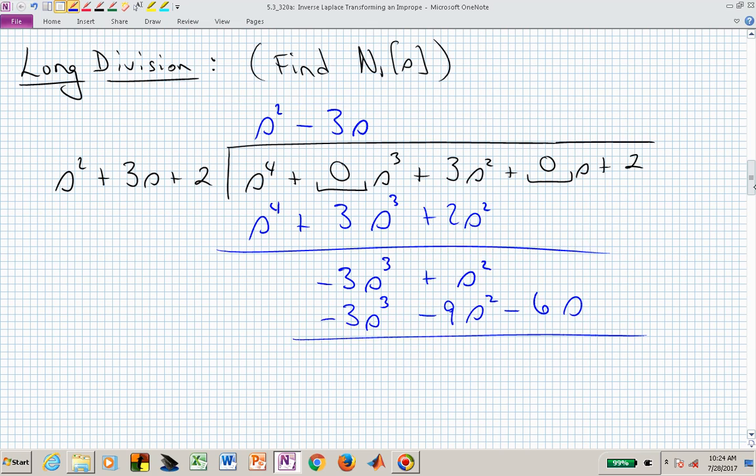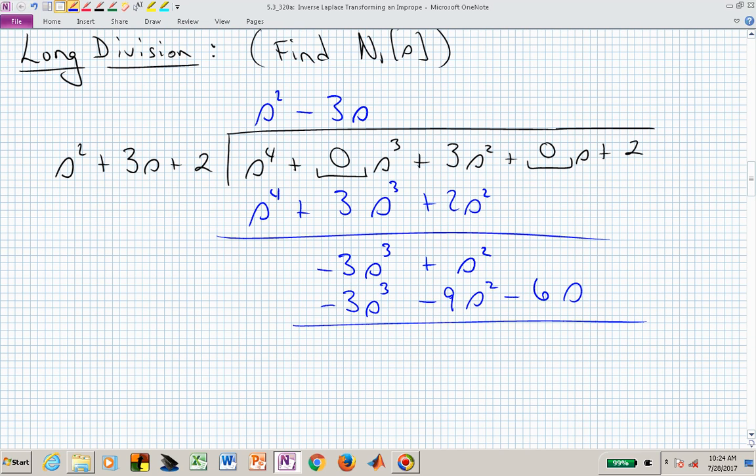Again, comparing those, we're trying to check the remainder to see when we get a remainder, after this comparison, that is strictly below in degree the degree of the denominator. The minus 3s cubes cancel. We subtract minus 9s squared from s squared, and we end up with 10s squared plus 6s. Now we check that remainder, and we can bring down the final 2 if we need it.